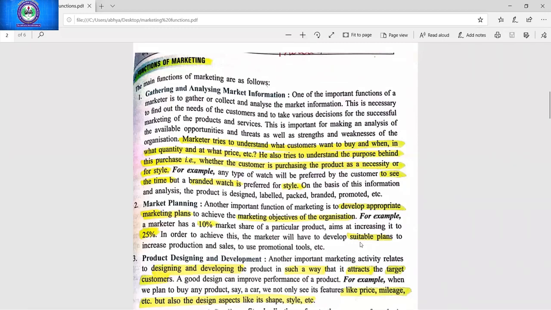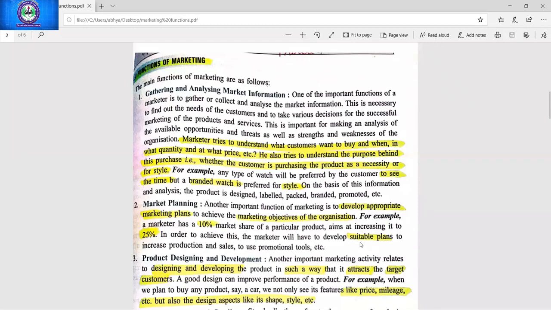So after gathering all that information, the seller is now analyzing that market information. It means what type of product they want, when they will be buying, at what special occasions they buy more, what type of products are demanded when, and at what price they will be buying, what new features they want. All these things are found out before starting the manufacturing.